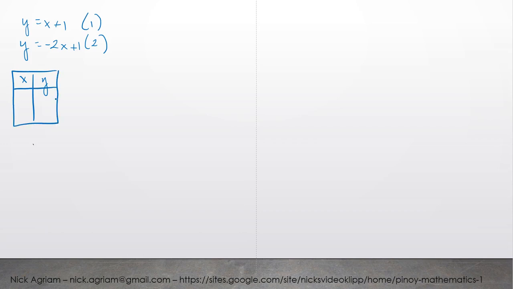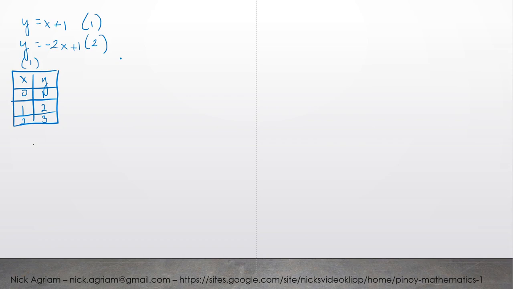y is equal to x plus 1, and then y is equal to negative 2x plus 1. So this is my first equation, second equation. So we have x and y. It's enough to have 3. For my first equation, then we have 0, 1, 2. I will use those. Those are the easiest. So when x is equal to 0, and then I have 1, 2, and then I have 3.